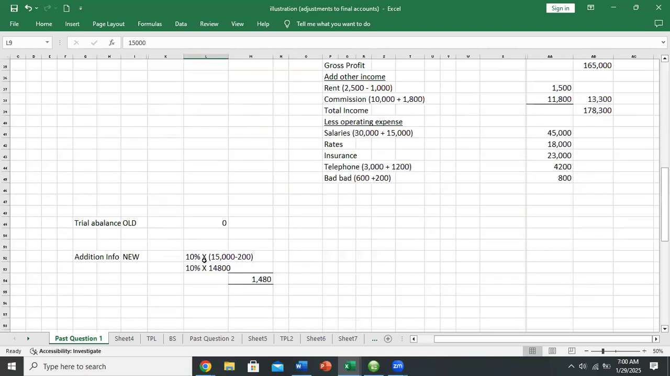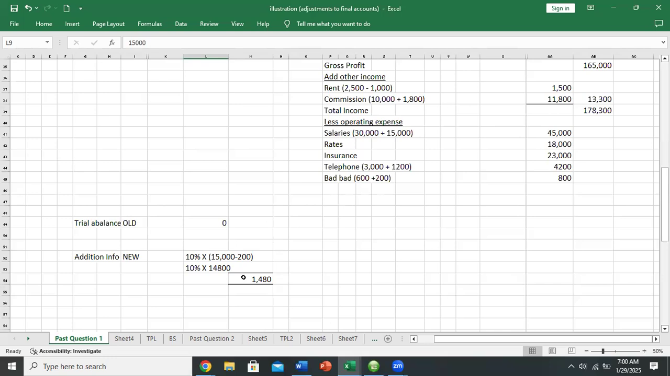So the 10% times the debtors balance minus any bad debt. There are some questions where there will be no bad debt, so your 10% will go straight away on your debtors. Okay, but watch out for that, because if you miss it, your calculation for provision will be wrong. Okay. So there it is. Our new provision will be 1,480.